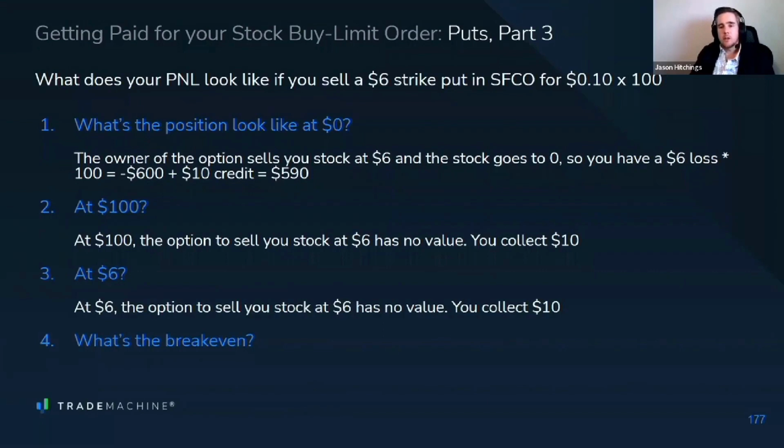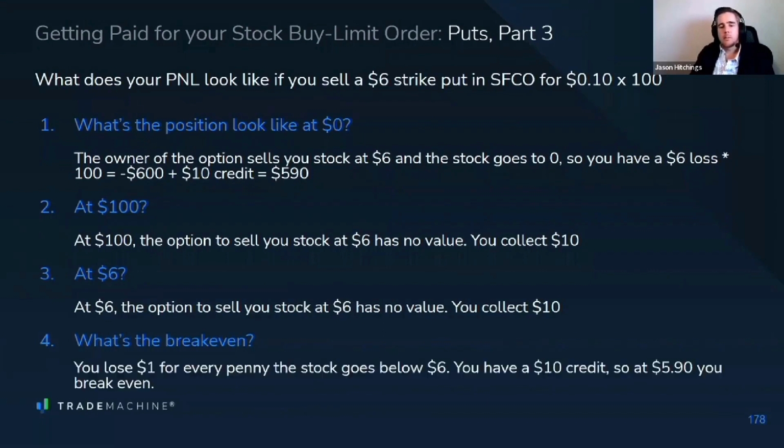In terms of the break even, every time the stock goes down a penny below 6, you're going to lose $1. And so your break even is 10 pennies below 6.